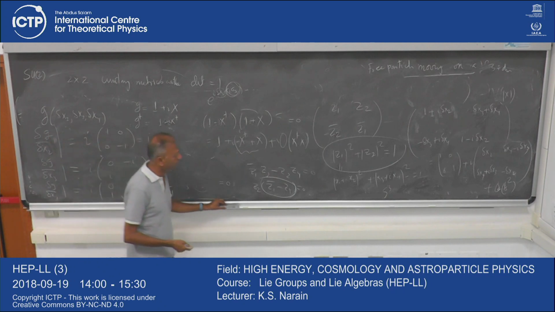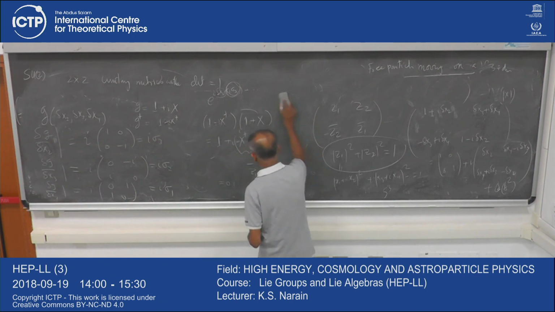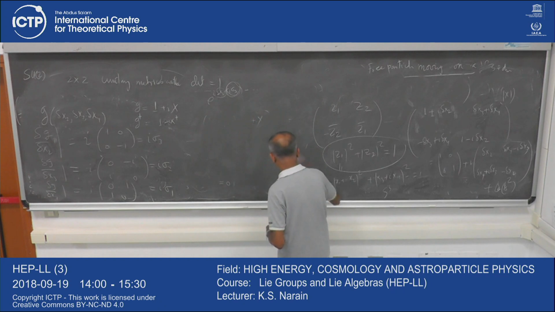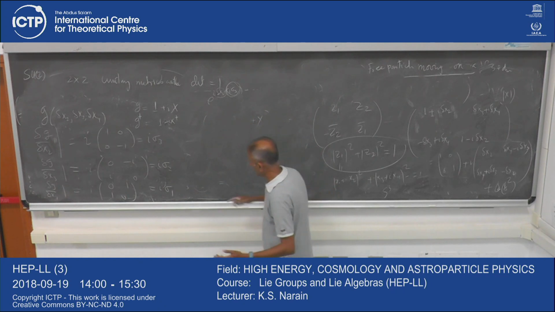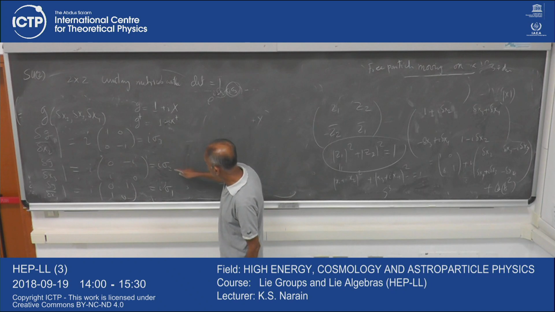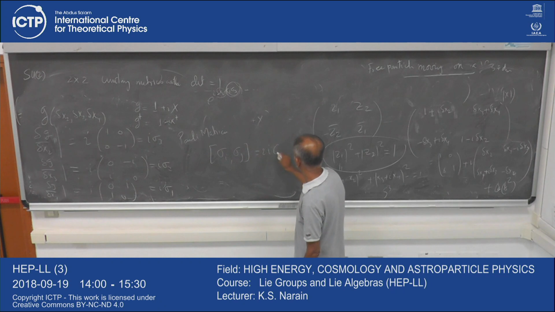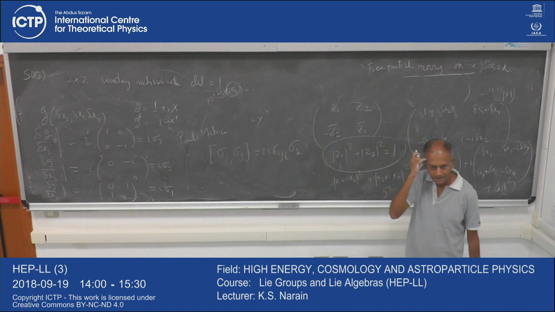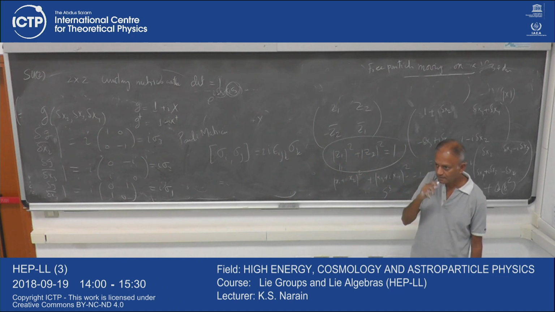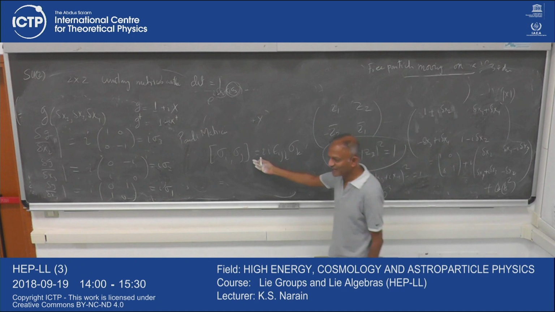But there is a much more important structure here, and you have probably seen it already at university. These are called Pauli matrices, right? And they satisfy a very important property: the commutator of sigma i and sigma j is 2i epsilon ijk sigma k. So this is an extra structure we have here.